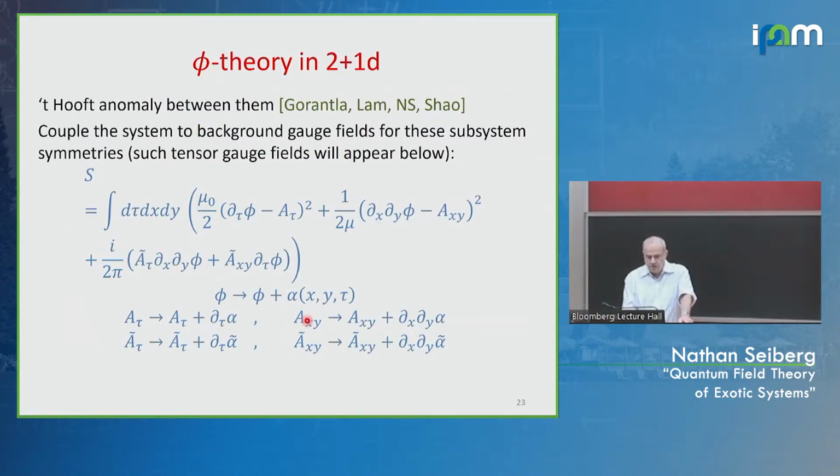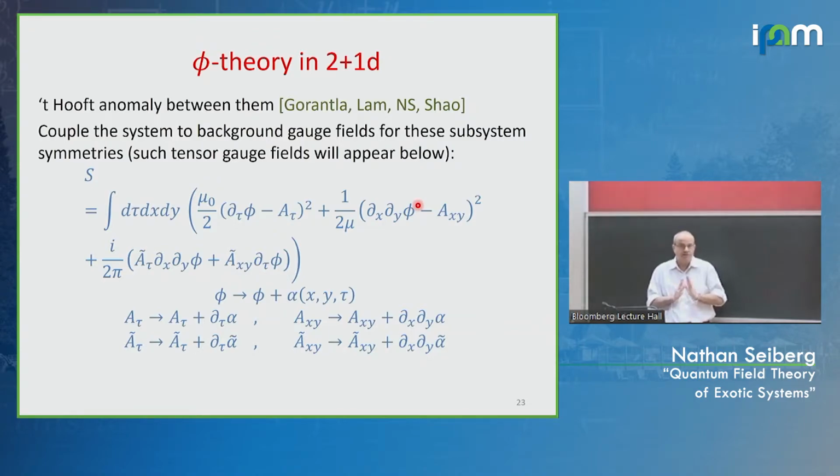So I can shift phi by an arbitrary gauge parameter, alpha, which depends on x, y, and tau. And I'm shifting A tau and axy as here, by d tau, dx dy alpha. And you can check that this term and this term are invariant. So this is what we mean by a tensor gauge theory. Now I'll say more about tensor gauge theory later, but here I just follow my nose.